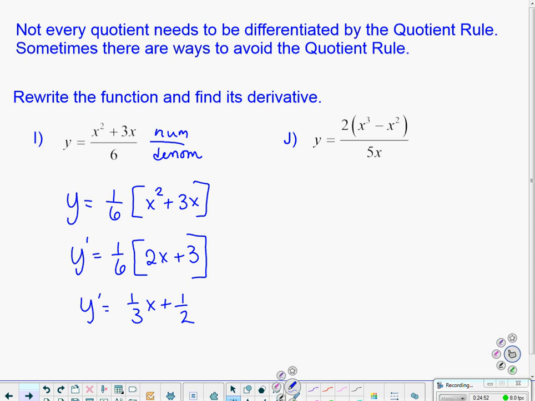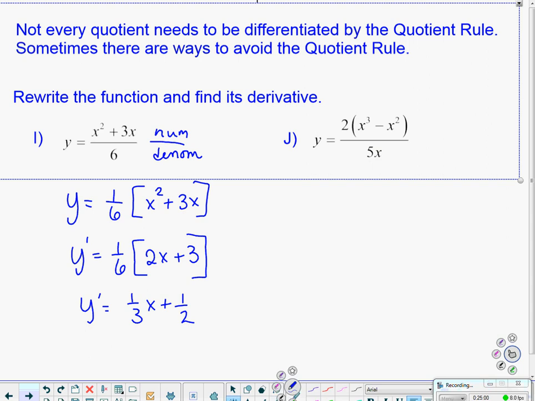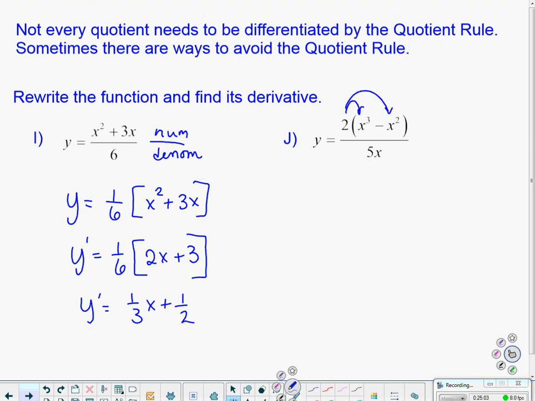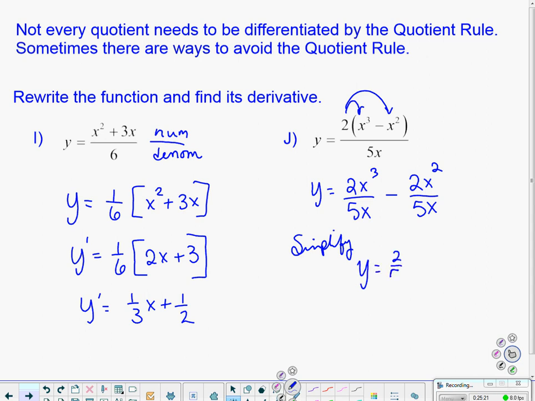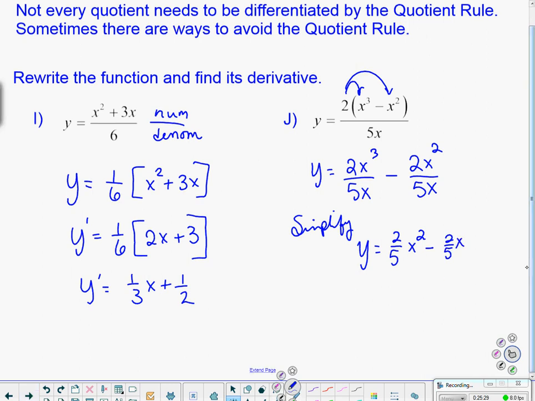This next one, remember these are the ones I just love. Love, love, love. Because I can take that denominator and break this into two separate fractions. So I'm going to distribute my 2 and write these as separate fractions. 2x cubed over 5x, I'll simplify that, and then I'll have 2x squared over 5x, and I will simplify that. Let's simplify, like we said we were going to. So we get y equals 2/5 x squared minus 2/5 x.